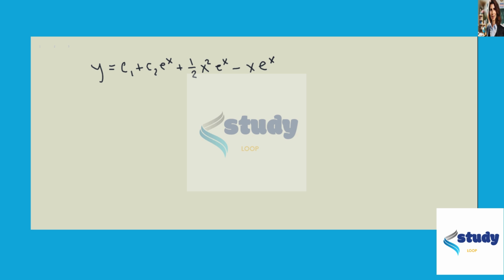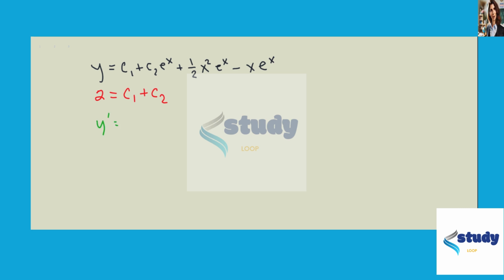So I can plug in my initial values for that. So I plug in a 0. So 2 equals c1 plus c2. That's it for that one. Now I'm going to take my derivative.